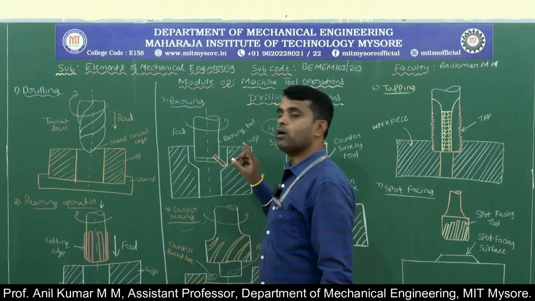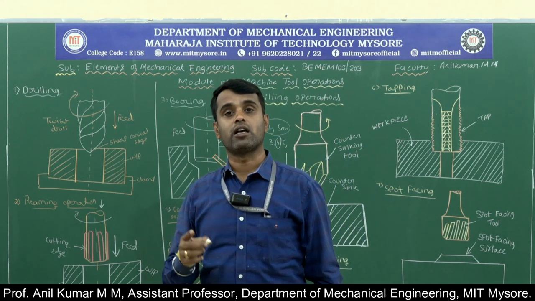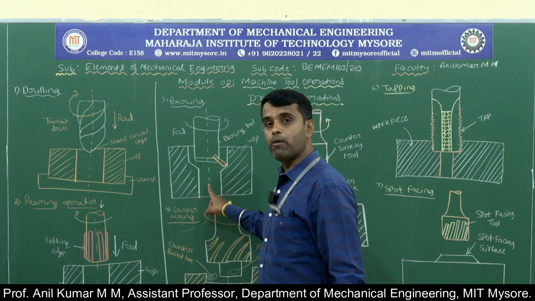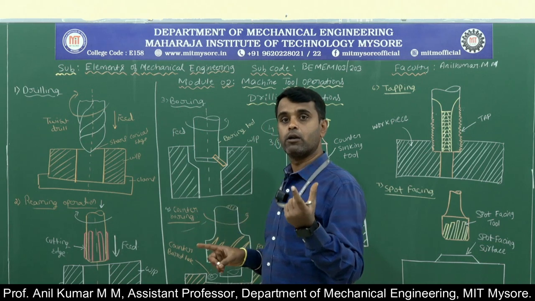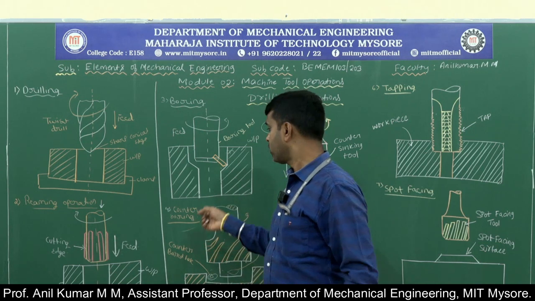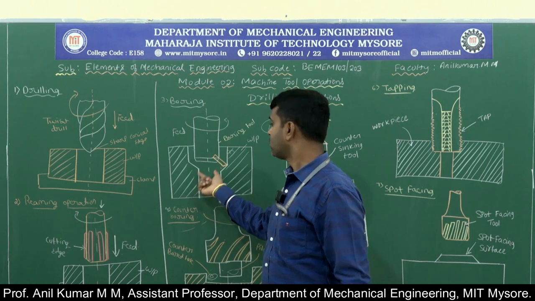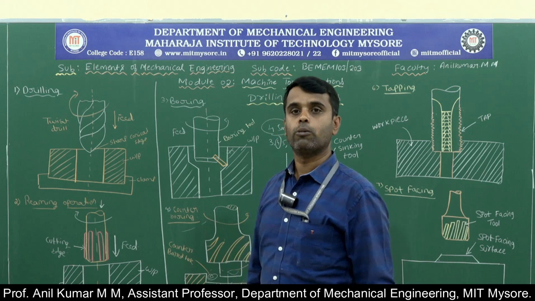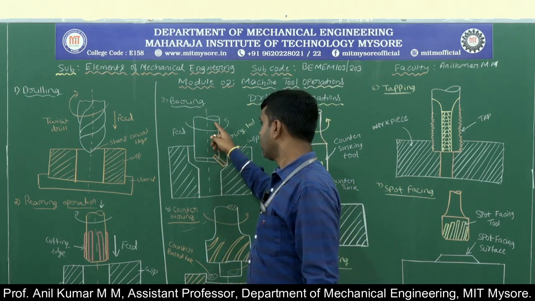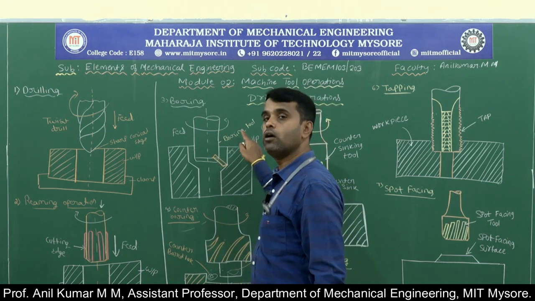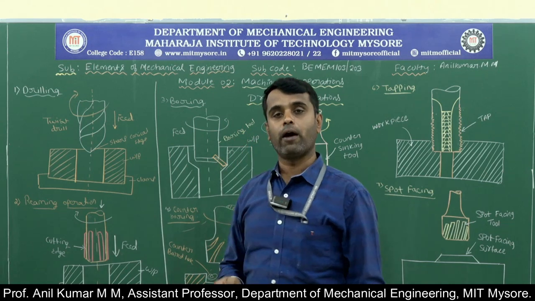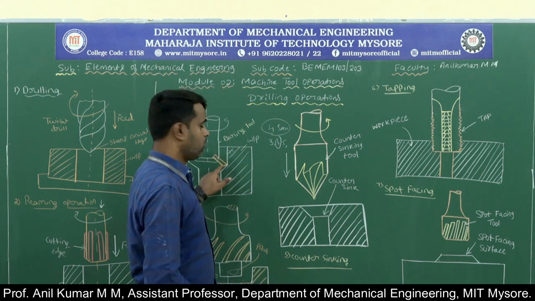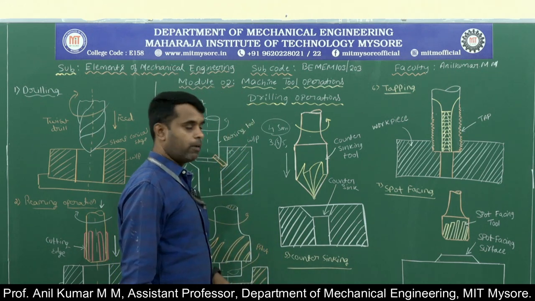Next is the boring operation. It is used to increase the size of the previously drilled hole. When the exact size of the drill bit is not available, at that time we have to drill the hole to the nearest size, and then with the help of the boring tool we can increase the size of the hole. That operation you can call as the boring operation. Here we are using one tool, that tool you can call as the boring tool. The boring tool is a single point cutting tool. Only one cutting edge is there. With the help of this cutting edge we can remove the material.